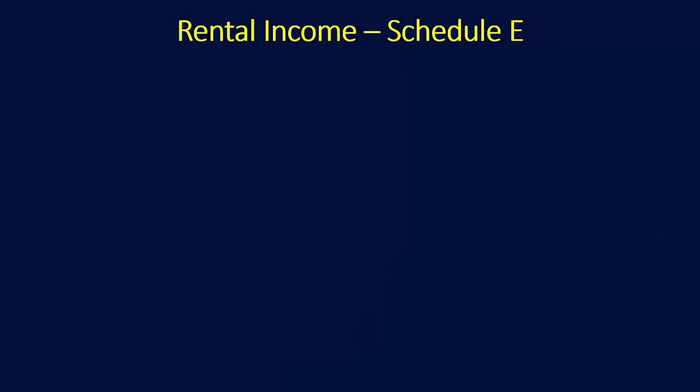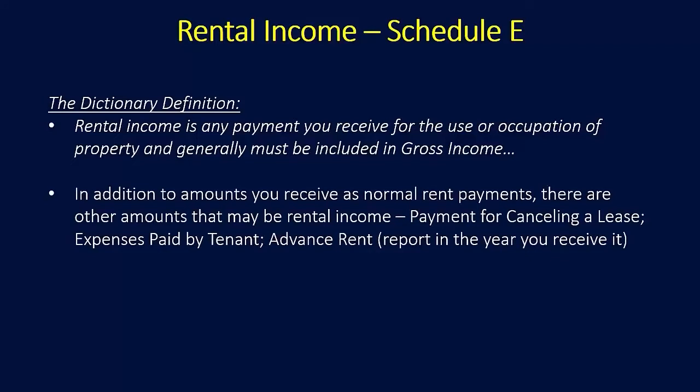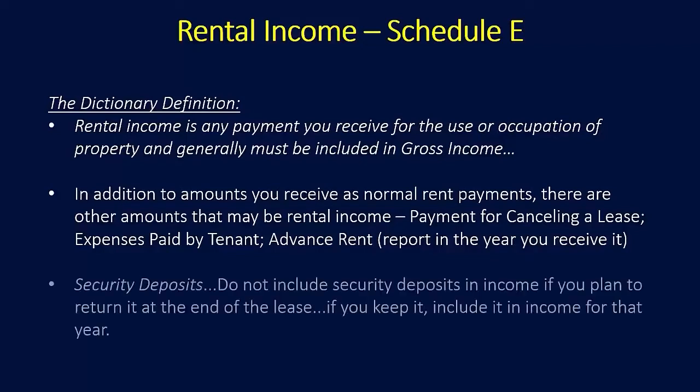Now let's move on to rental income, again reported on Schedule E. The dictionary definition: rental income is any payment that you receive for the use or occupation of property and generally must be included in gross income. In addition to amounts you receive as normal rent payments, there are other amounts that may be considered rental income: payment for canceling a lease, expenses paid by a tenant, advance rent, and you report this advance rent in the year that you receive it.